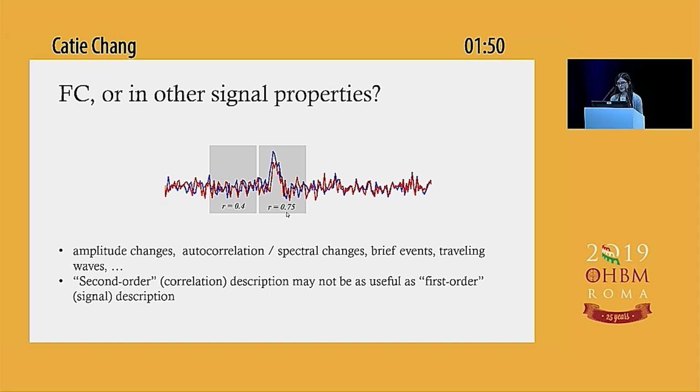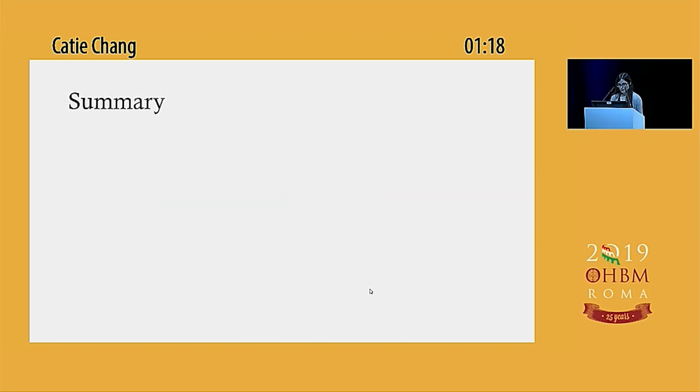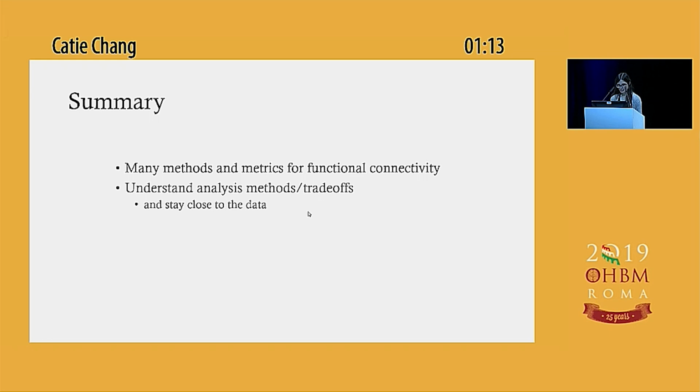But is correlation really the best description of what's going on in our data, or would it be more meaningful to characterize this as a transient event? If we only look at associations and these second-order descriptions, then we might miss some of the underlying things going on in our signal. A lot of methods development has been driven by thinking a little outside the box of these connectivity measures and looking at other things in the data that may capture different aspects of brain function. So in summary, there are many different methods and metrics for inferring functional connectivity.